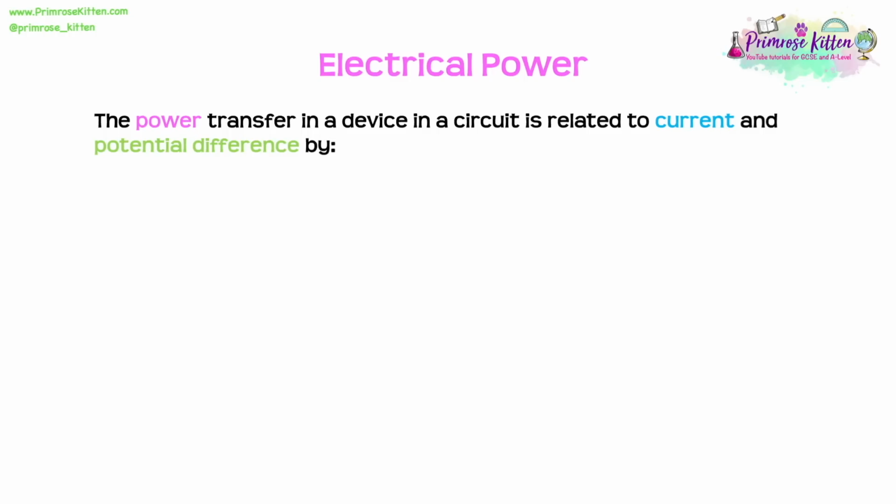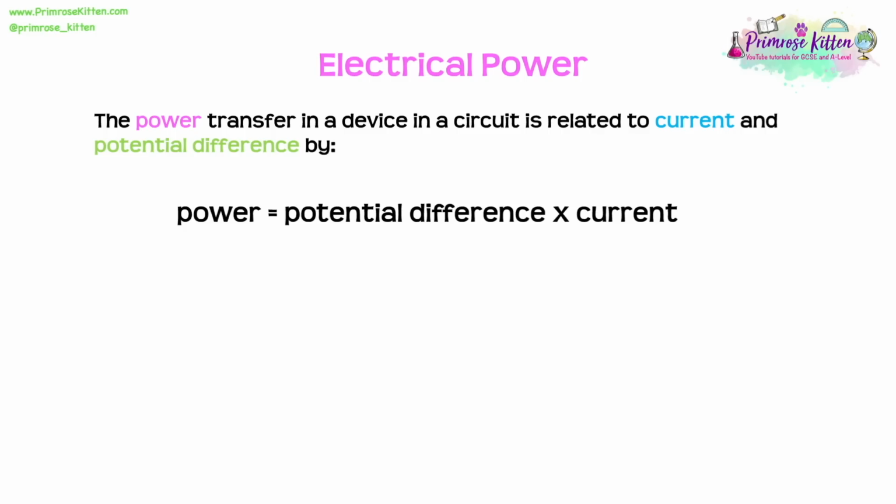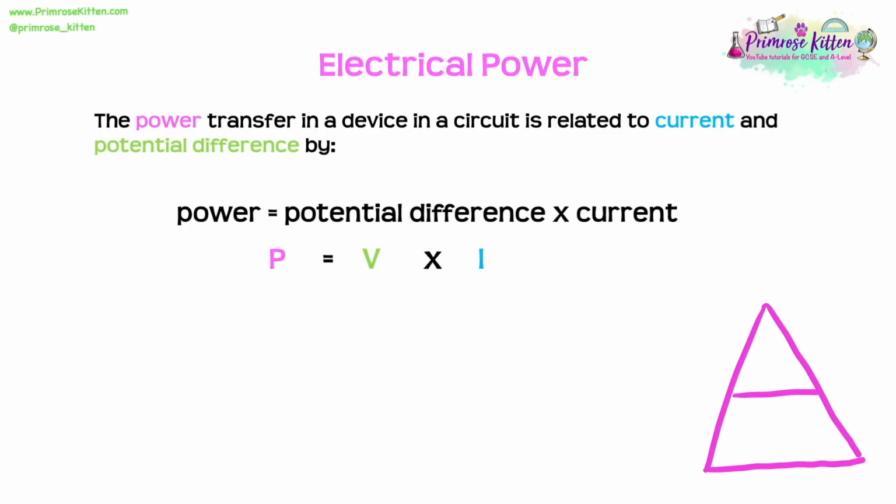We need to know how to calculate the power transfer in a device, and we can relate it to the current and potential difference using this equation. Power equals potential difference times current, or P equals V times I. Again, if your math skills are a little bit dodgy, you can always use a triangle to help you rearrange this when needed. The bit with the times always goes on the bottom, so you've got P on the top and V times I on the bottom.